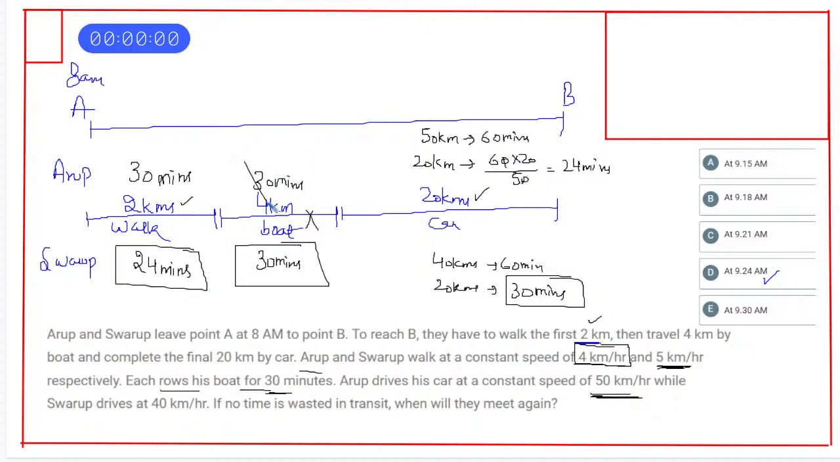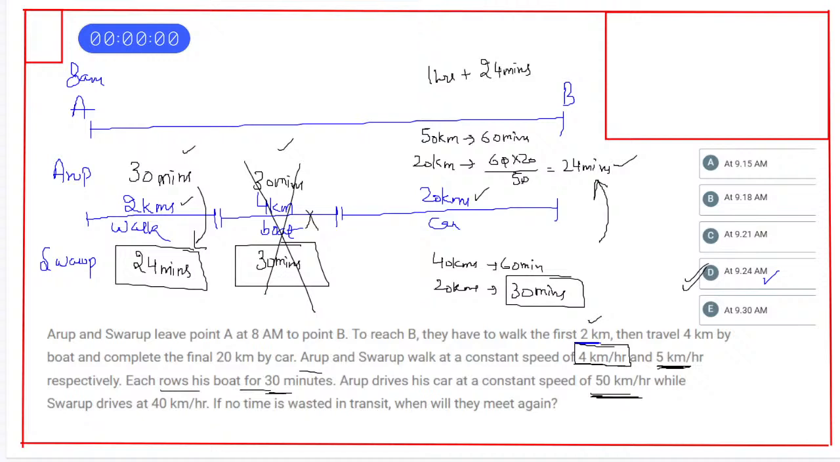Basically, this is of no use. There is a gap of 6 minutes here, and it has been balanced in this case. So the total journey time for both of them is the same. And how much is it? 30 plus 30, 1 hour 24 minutes. So in total, they have taken 1 hour 24 minutes, so the time would be 9:24 a.m. Right? Fine. Good.